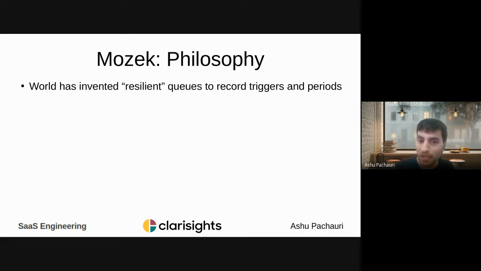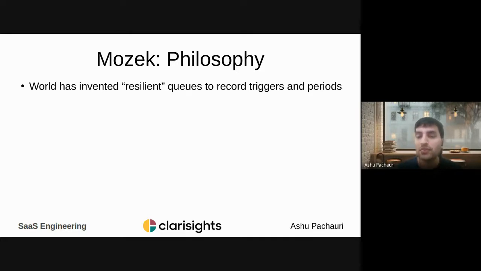Just before I go into the philosophy, I want to throw one line there. To correctly record the triggers and periods that orchestration engines usually use, we have invented queues. Let's say some customer event fired or some particular schedule got triggered. How do I make sure that I don't miss it if the system is down? So what we have done is that I'm going to queue it in Kafka or RabbitMQ, some queue which doesn't lose that event, and I'm going to read it back from there.